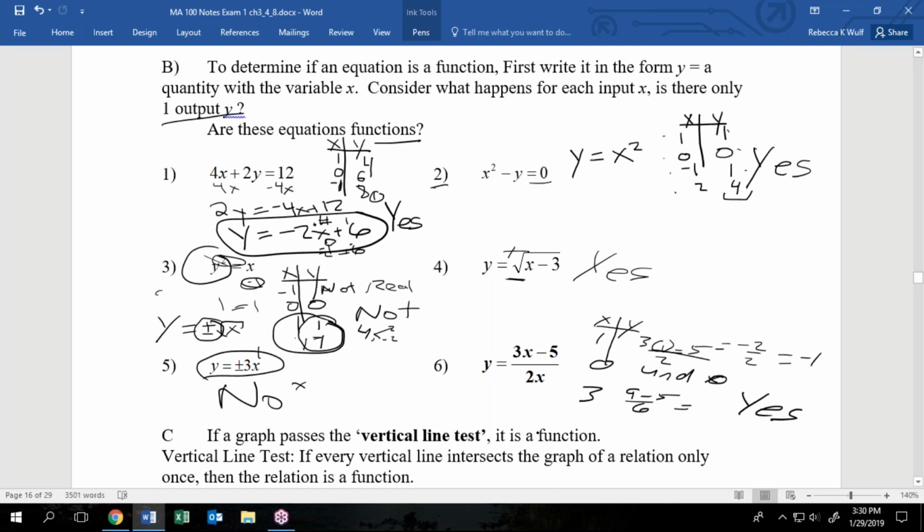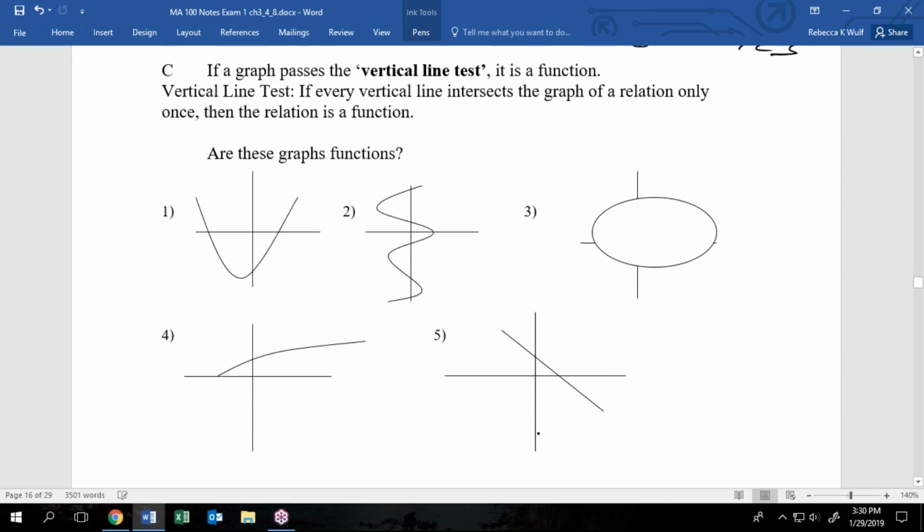Okay, what if I didn't have an equation? What if I have a graph? These are actually really easy to figure out if it's a function. We can use my favorite, the vertical line test. So think about what a vertical line is. Vertical line, first of all, which way is vertical? Vertical's this way, up and down, vertical, like a vertical stripe.